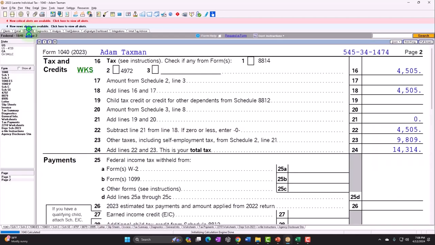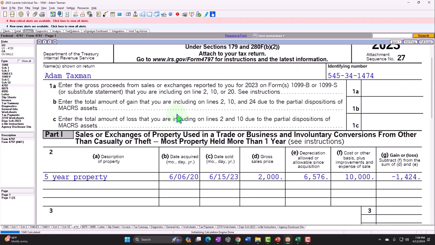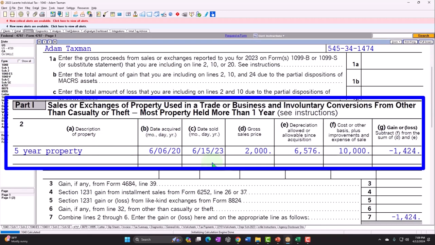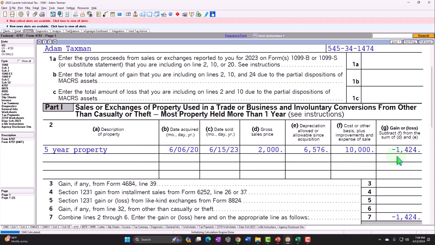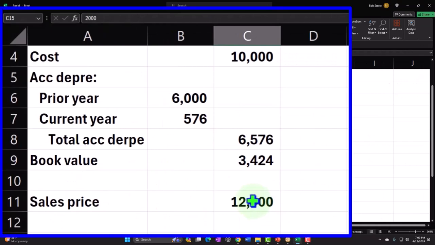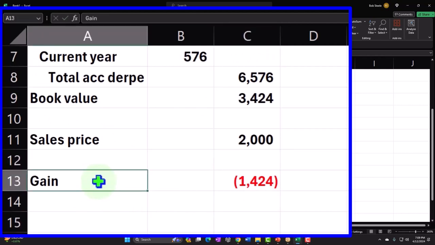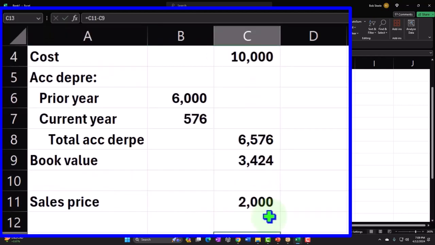So then if I go back on over, we're going to say, okay, the depreciation schedule should be in essence the same. And if I go up to the 4797, now we have the sale, the gross proceeds. Here's the depreciation, 6,576, the cost or basis, and we have the loss of 1,424, which we can calculate over here. We have the same book value, but now I sold it for 2,000. So there's our loss now, instead of a gain, of 1,424.